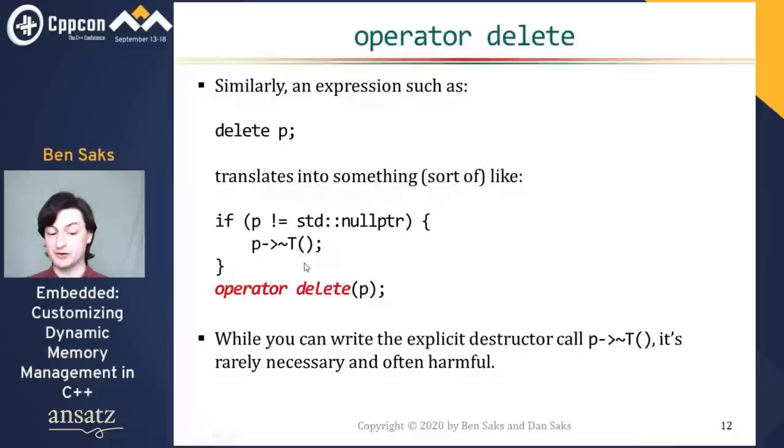Now, unlike the previous slide, you can actually write an explicit destructor call like this. You almost never want to, because usually if you just write this, the compiler is already planting calls to destructors automatically for you. And what will wind up happening is that the destructor gets run twice, which is usually not what you want. So outside of some very rare circumstances, you don't actually need to call the destructor like this.